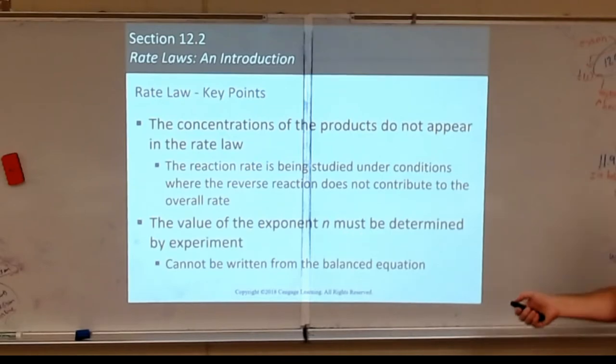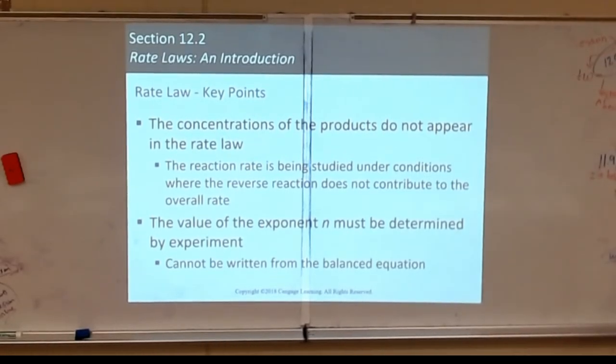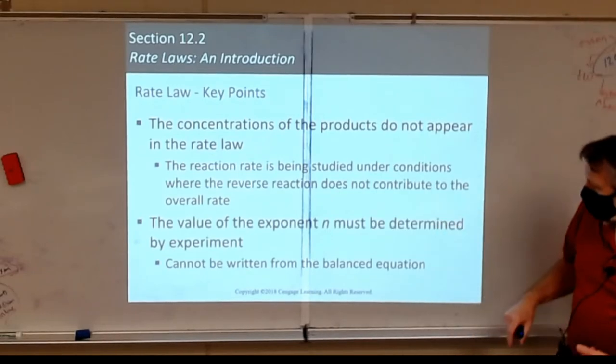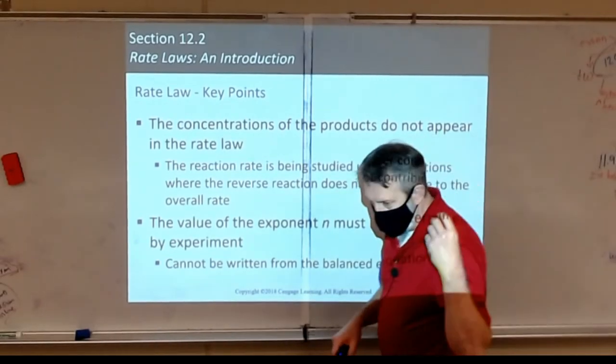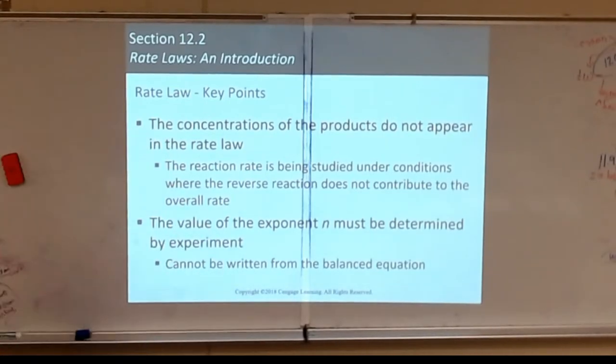The value of the exponent n must be determined by experiment. This is one thing I really struggled with personally when I was first exposed to this material. There's no way to look at the reaction. There's nothing in the periodic table, there's nothing in the balanced equation that can answer this question for you. It comes from data, it comes from the experiment. And so when you're doing this, just understand you've got to get the data from typically a data table they're going to give you. Okay? Don't just put that in your brain. It's got to come from the experiment. It's got to be given to you.